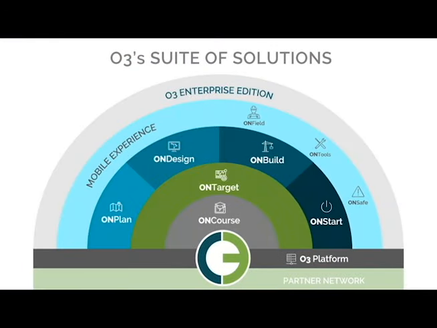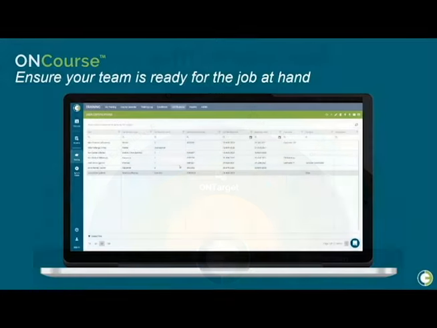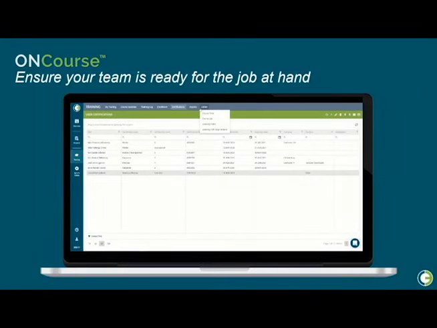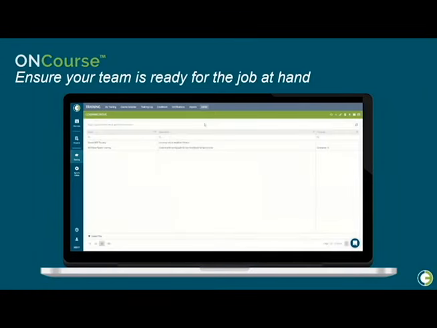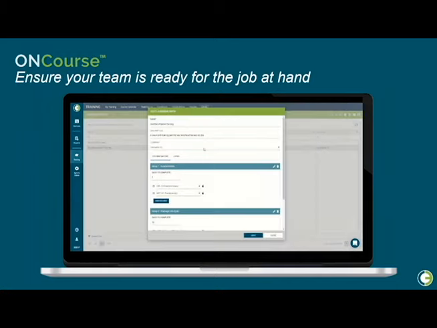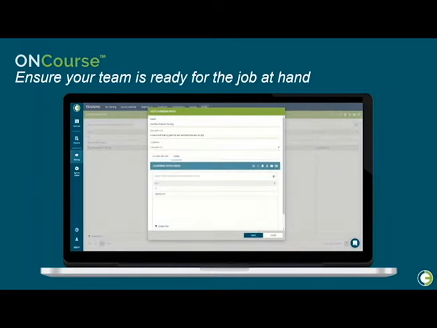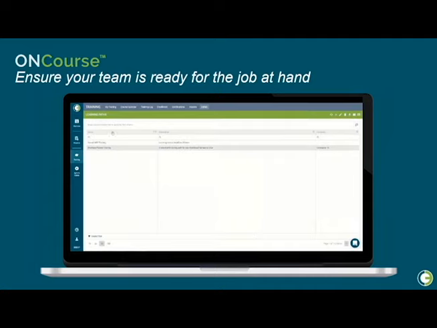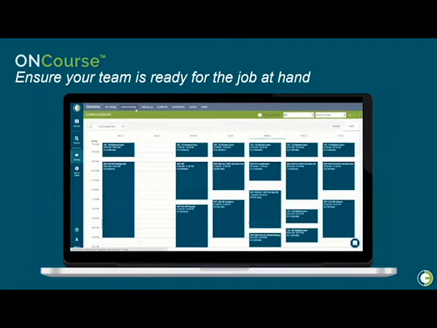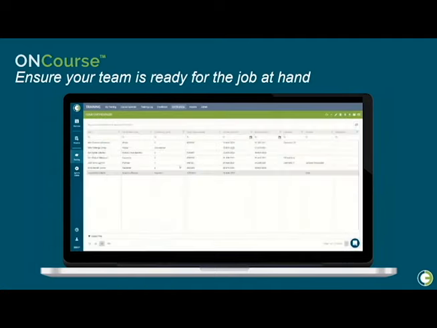As mentioned previously, ONBuild also includes the project management and training solutions ONTarget and OnCourse. OnCourse is the O3 solution that ensures your team is ready to support the job at hand with the appropriate training and certifications. When companies introduce advanced work packaging processes, often multiple companies are involved, and so managing how that new process may affect daily work can be a bit challenging.